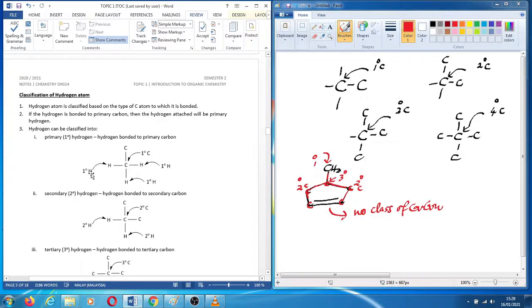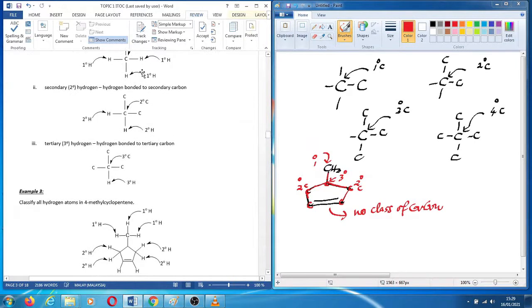This is primary carbon. When this is primary carbon, the hydrogen that is directly bonded to it will be named primary hydrogen. And same as the second one, this is secondary carbon. Is it correct? C is bonded to 2 other C, thereby this is secondary carbon. The hydrogen attached to secondary carbon, we call it secondary hydrogen. Hydrogen here will be secondary hydrogen.